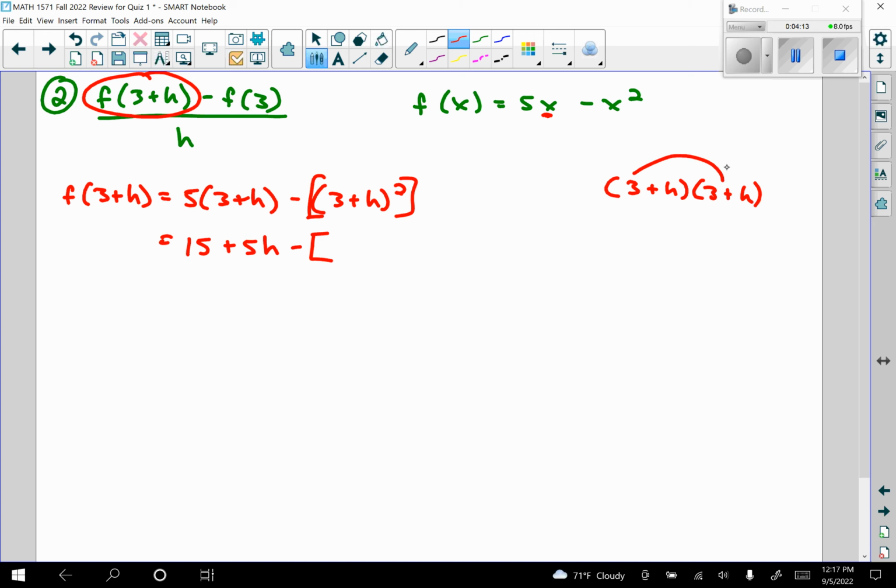And if we do our first terms, we'll get a 9. Outside will give me a plus 3h. Inside will give me a plus 3h. So that'll give me a plus 6h. And then at the very end, we'll get h squared.